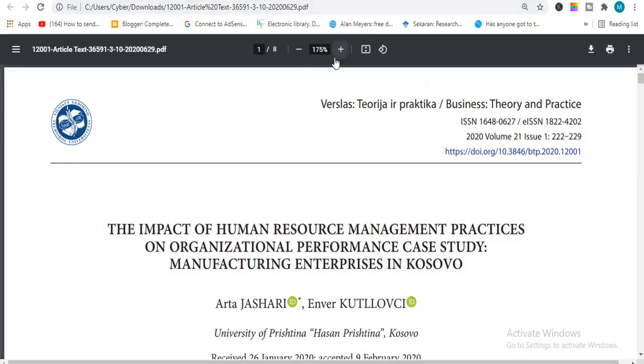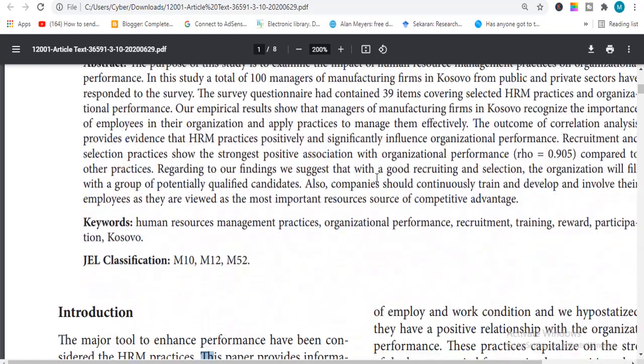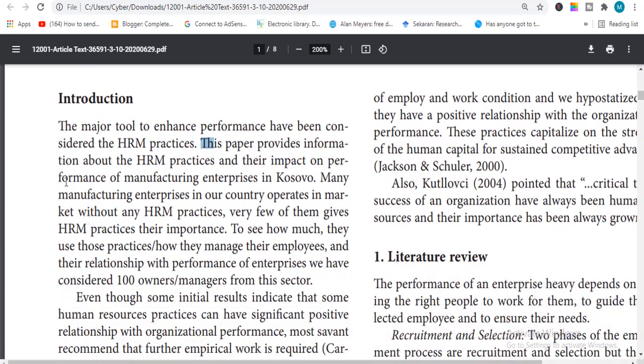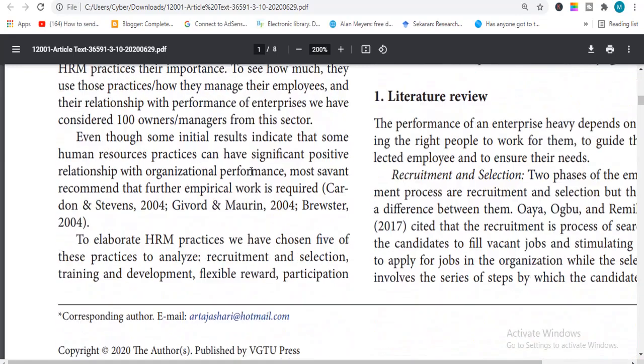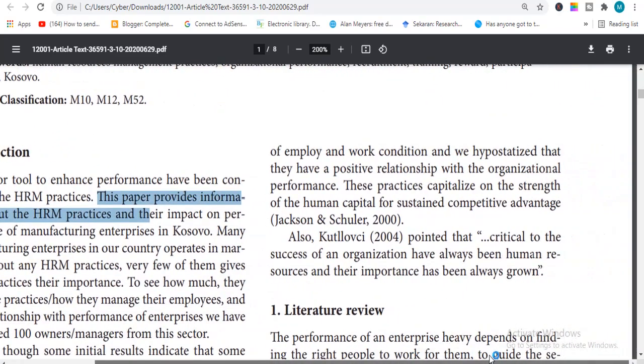And the last example, the 15th article, which I am about to share with you. So you have to read 15 articles like this, then you have to write your introduction. Those articles should be related to your variables and your topic. Don't read invalid ones. So this is another way to start your introduction: the major tool to enhance performance has been considered the HRM practices. Okay, then they are telling about what this paper involves. This is a research paper, so that's why they are mentioning this. If you are writing a thesis, you will mention here, this study provides. Okay, so this is another small introduction, as you can see.